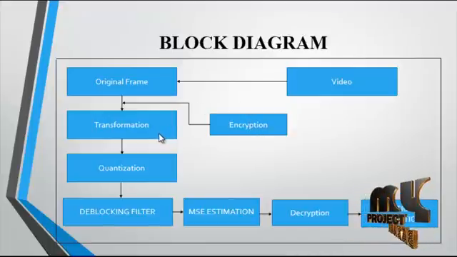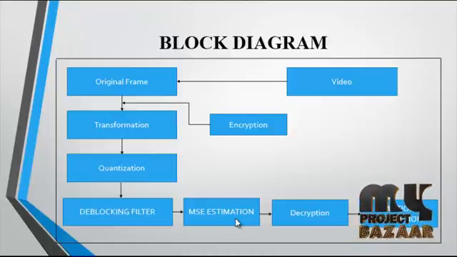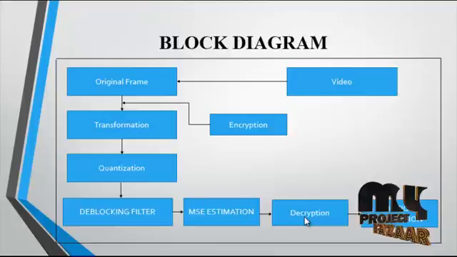For the encryption, we use two major techniques: the first one is the transformation and the second one is the quantization. After applying the transformation and the quantization, the deblocking filter is used. After the deblocking filter is used for the frames, the MSE estimation is undertaken. The MSE estimation is nothing but the mean square error estimation for each and every frame in the video. After extracting the MSE estimation, the decryption is undertaken. After the decryption, the frames which were encrypted are decrypted.